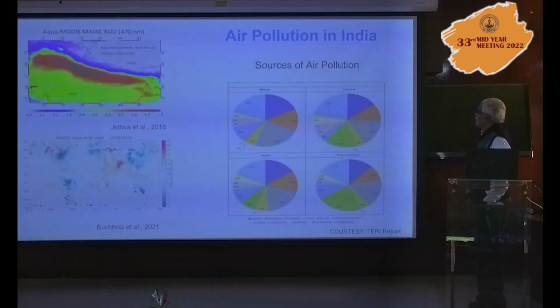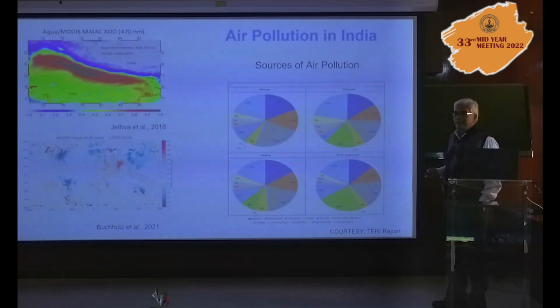These numbers don't vary much, except for agriculture. You can see in summer it's 15 and in the post-monsoon season it is 22, whereas in winter it is small. Summer has a higher number because of the Rabi season, when they burn Rabi agricultural residue, and the 22 is basically from Kharif.